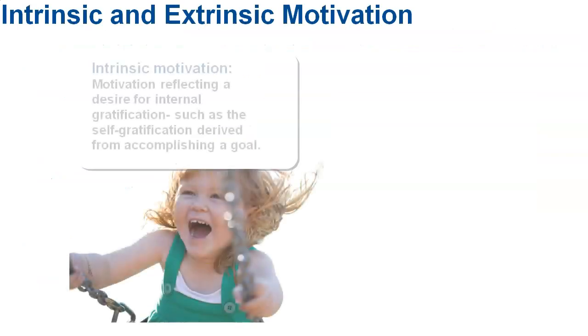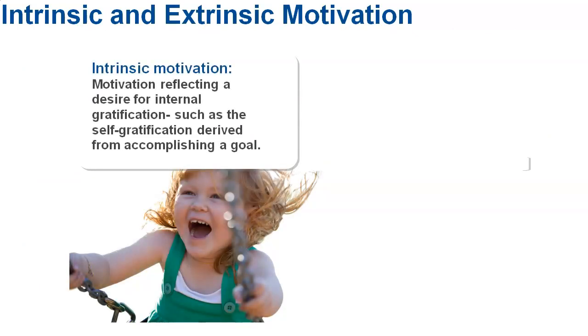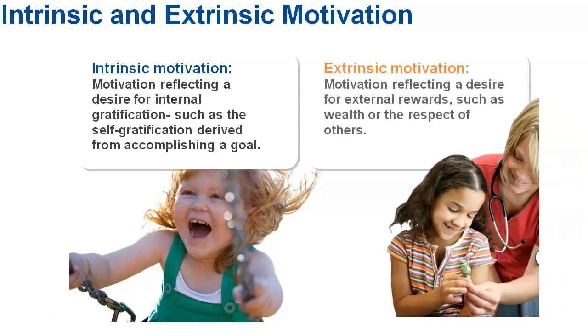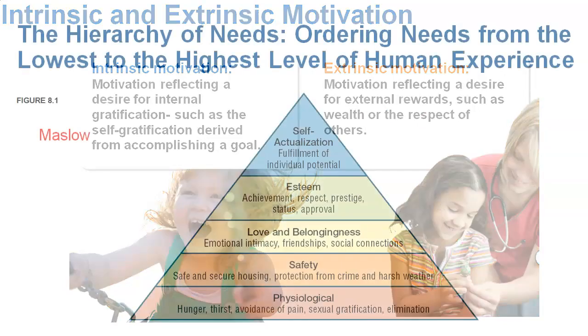Another motivation type, we have intrinsic and extrinsic. The thing to remember about this is intrinsic motivation is when it is inside, like self-gratification. So that's a good term to remember for intrinsic: self-gratification. It is inside. And then extrinsic motivation is outside. And a good thing to remember for this is wealth or money. So if you're motivated by money, that is extrinsic. If you're motivated by self-gratification, that is intrinsic.